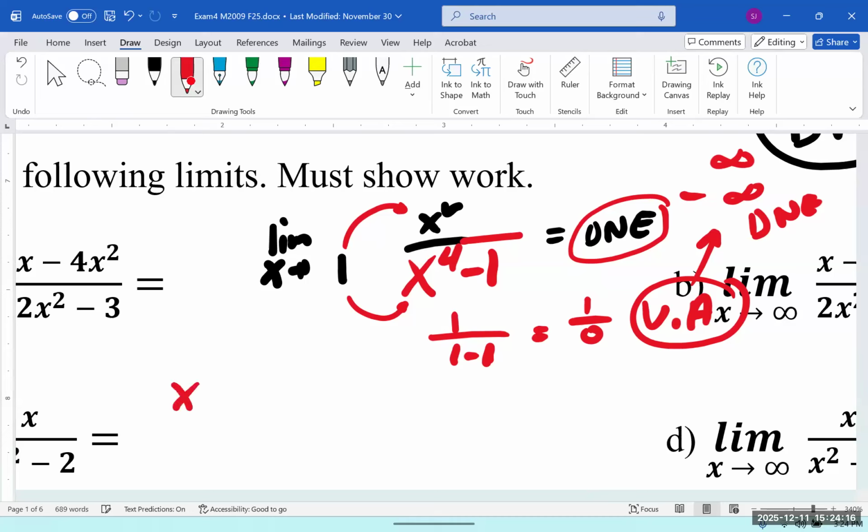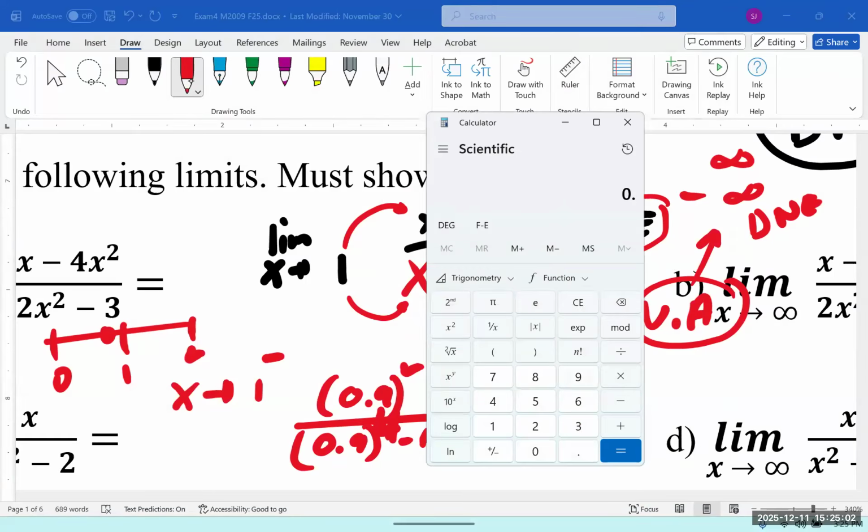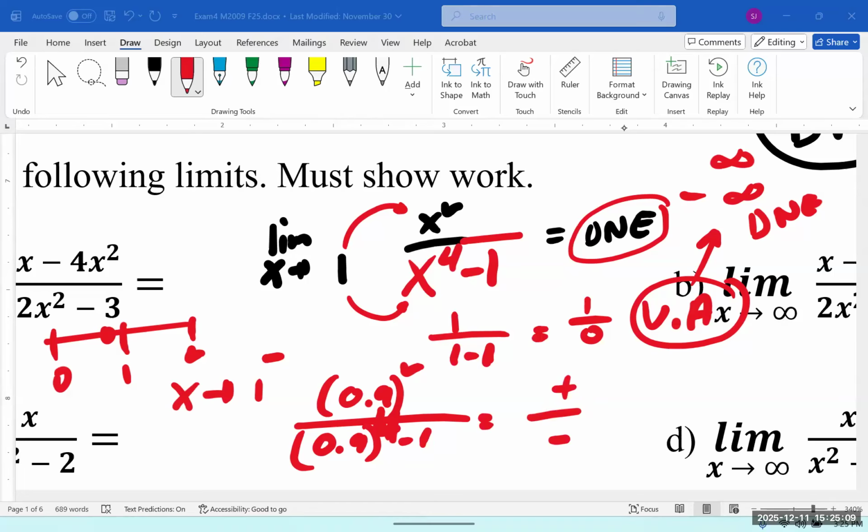So let's see. We are going to x from the left side. So if this is 1, and this is 0, and this is 2, what number do we have on the left of 1? 0.9. So 0.9 squared, 0.9 to the 4th minus 1. So positive over negative. So this is the 4th power, positive. So 0.9 to the 4th power, is it more than 1 or less than 1? It's less than 1. It's still less than 1 because it's a decimal. It doesn't matter how many times you multiply the decimal. Let me check. I don't want to give you wrong information. 0.9 to the power 4. It's still less. So still negative. So you have negative infinity.